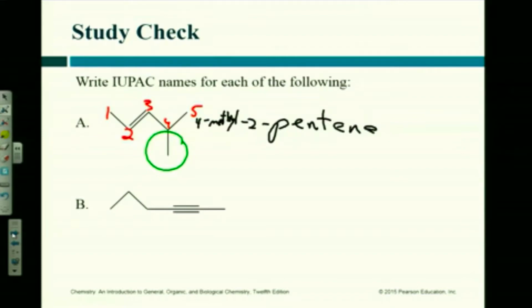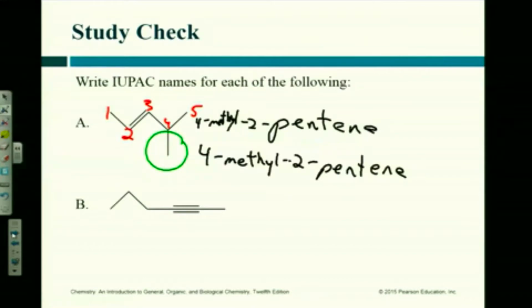I guess I could write that legibly. Fair enough? Just like we did the other day, except now the rule is double and triple bonds are more important than anything else, so you start numbering near the end where they are. Okay? You good? All right, let's look at this one.